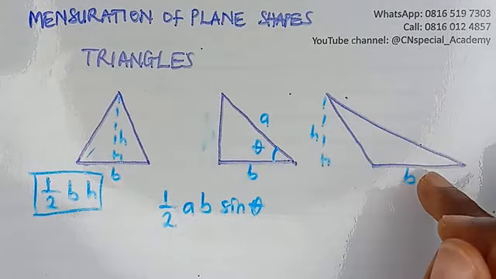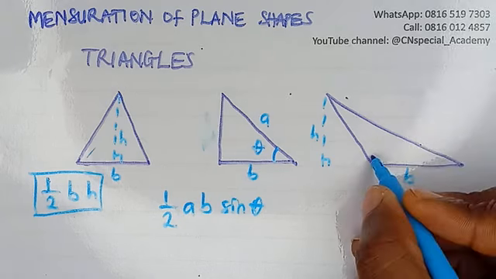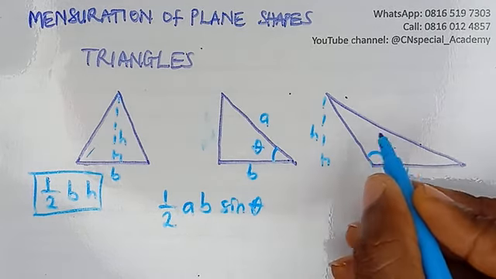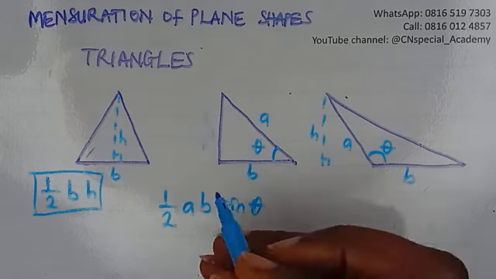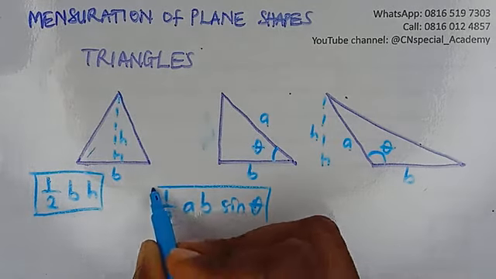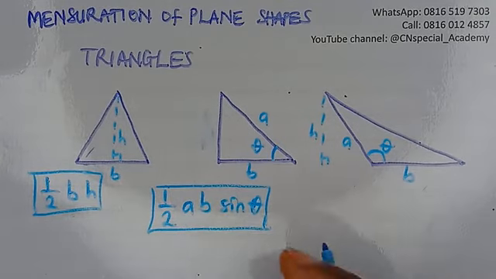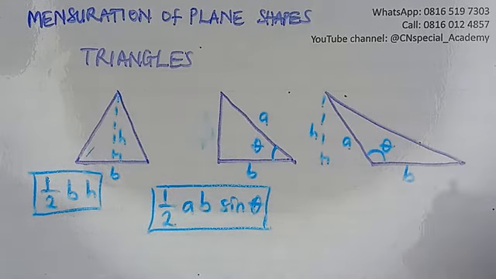Then for this, this is side B. Let's say this is the angle, for example. The angle can be at any point, but let it be an included angle. And let's say this side is side A. So still the same thing, half AB sine theta. That is, A is one side, B is another side, and theta is an included angle.